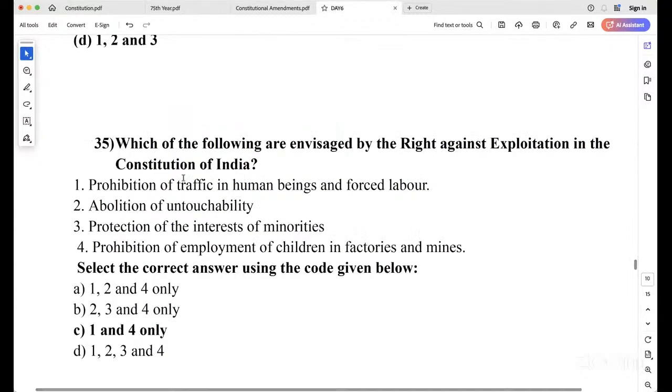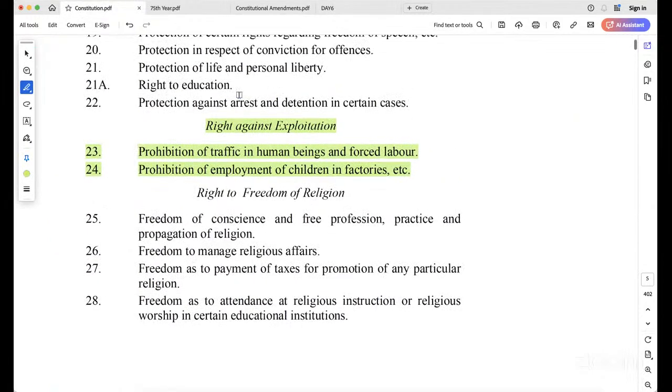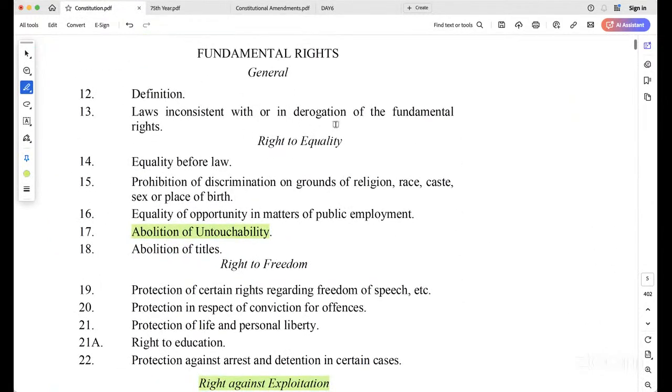Next, which one of the following categories of fundamental rights incorporates protection against untouchability as a form of discrimination? Yes, right to equality. Don't look at these answers. Tomorrow I'll tell them not to mark any answers. I'll tell them not to mark it, and the answer for this is right to equality. So right to equality, abolition of untouchability. Okay?